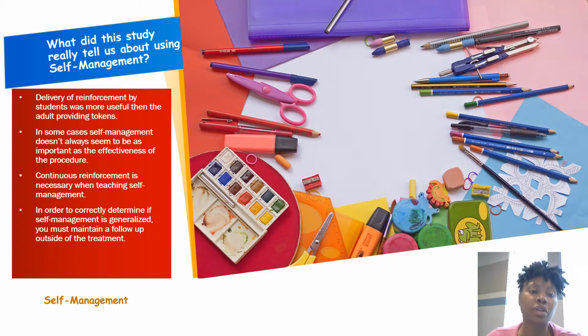In order to correctly determine if self-management is generalized, you must maintain a follow-up outside of the treatment, and that's something that you eat it, you sleep it, you drink it. When you're providing a behavior plan for a child using a self-management strategy or any other one of the packages, follow-up is always a necessity. You have to always follow up to make sure that this is a strategy that is not only used in a setting that you're observing, but in other settings as well, to promote those social skills that we want these children to have throughout their life.